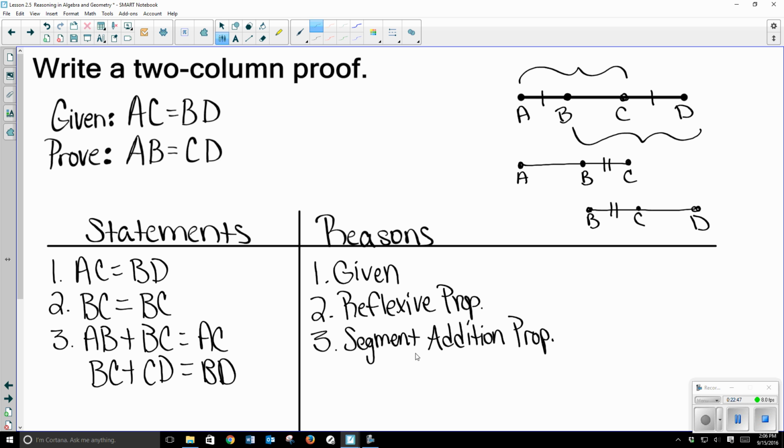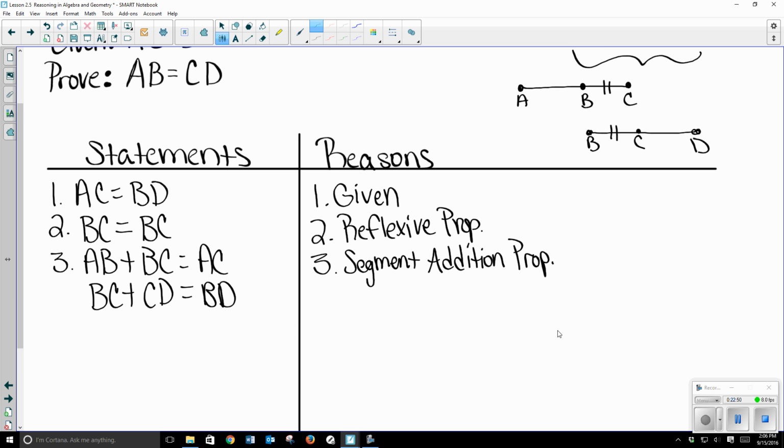So, how can I turn this into this? Well, if AC and BD are equal to each other, and I have something here that AC is equal to and BD is equal to, could I substitute this in for AC and this in for BD in this sentence or equation? I can. I can say that AB plus BC is equal to BC plus CD, correct? If these two are equal to each other, then these two are equal to each other.